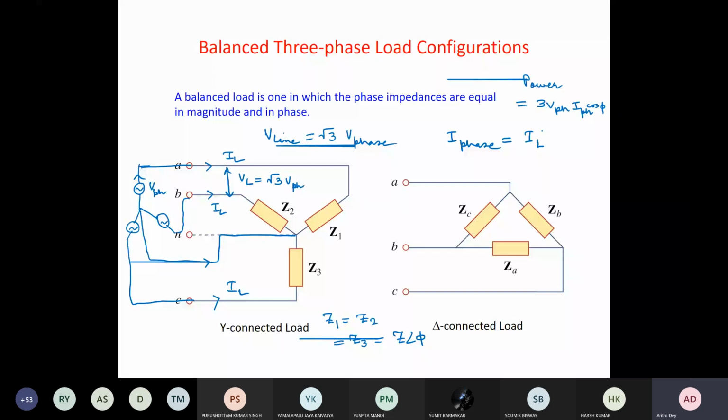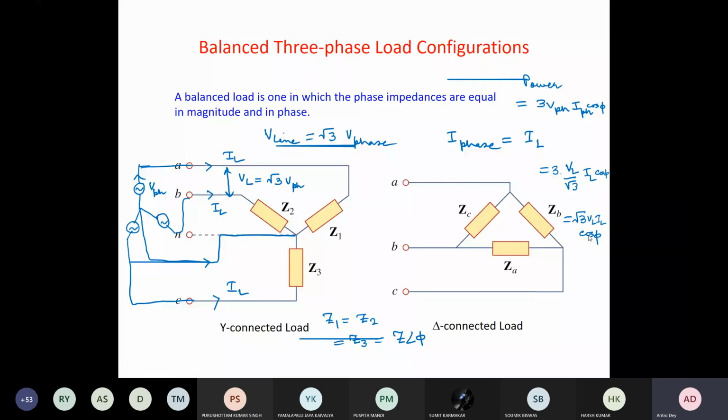So that will be what? 3 into VL by root 3 into IL cos phi. So you can write root 3 VL IL cos phi. So that is the total power consumption for the balanced three phase system.